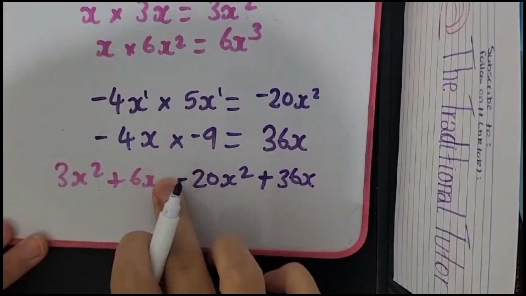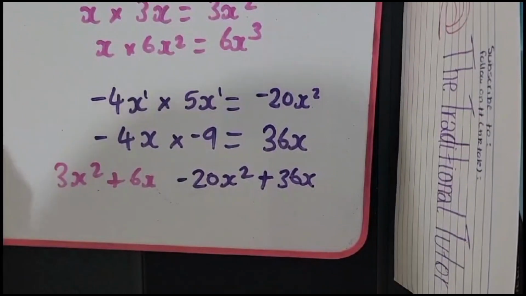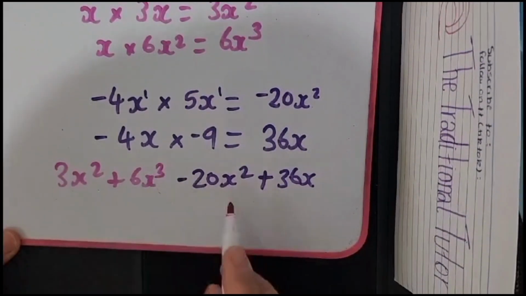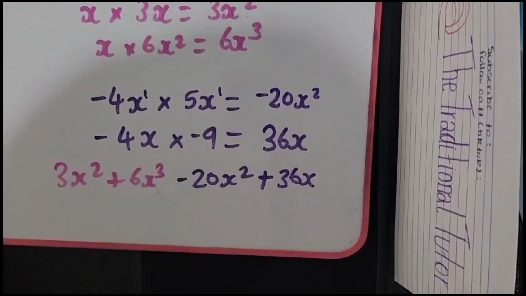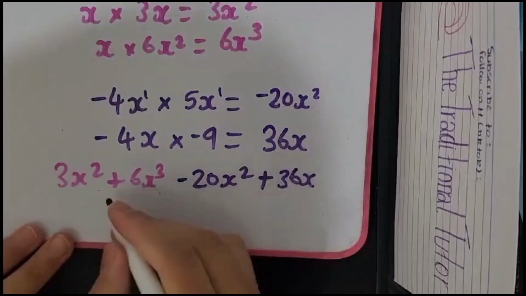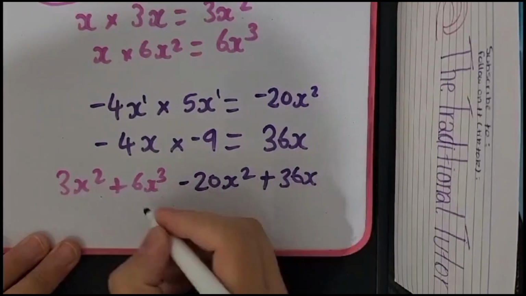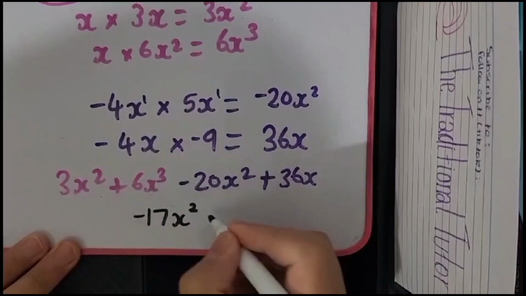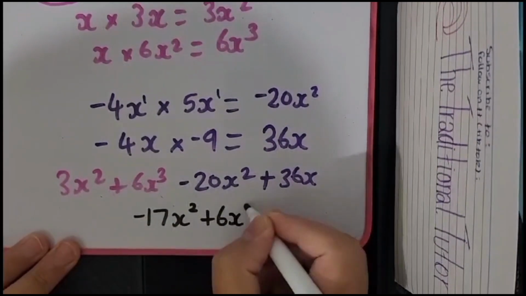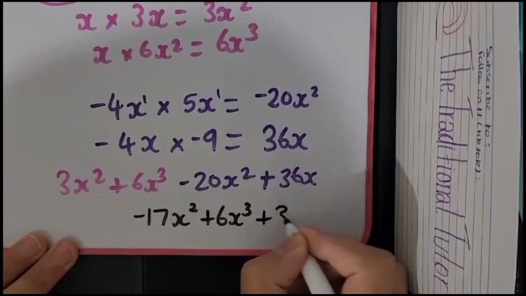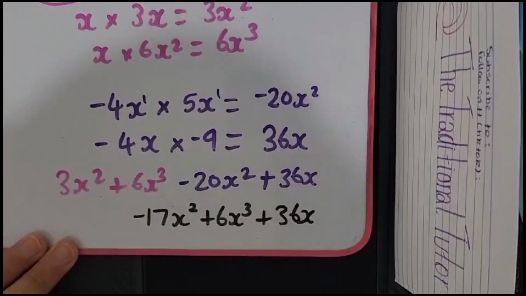And then what I need to be remembering to do is now collect my like terms. So I've got an x squared here and another x squared here, so I can collect them together, okay? So 3x squared minus 20x squared gives me negative 17x squared. The plus 6x cubed does not have any like terms, so I'll keep it as it is, and same with the 36x. Okay, so that's my final answer.